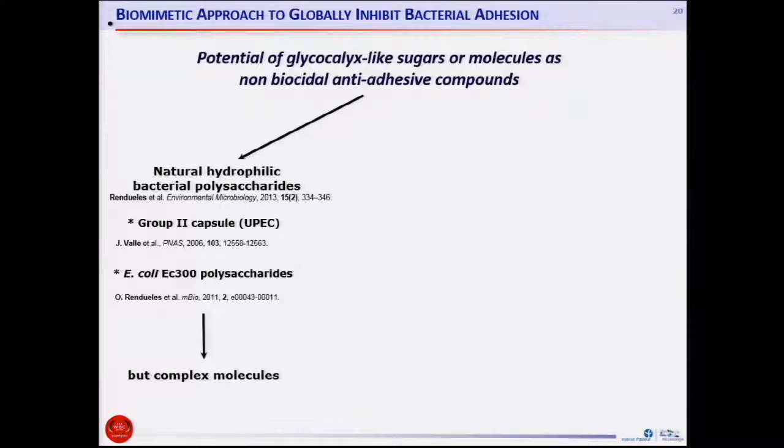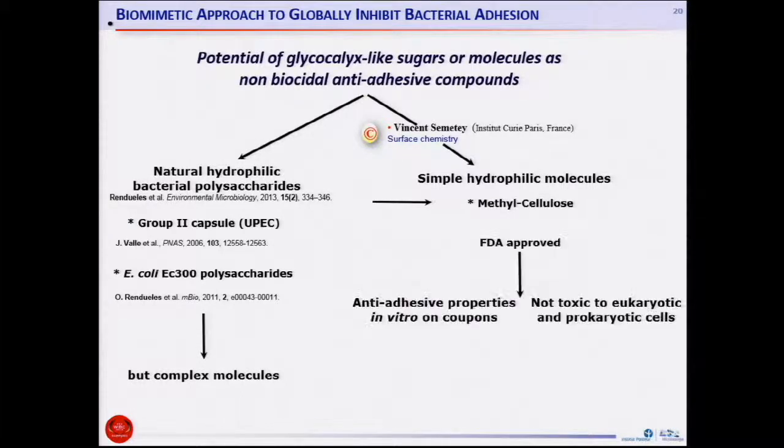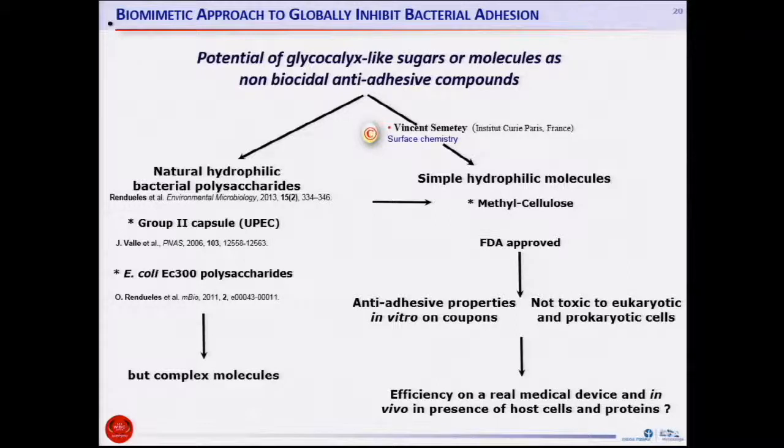But these molecules are very complex, and you cannot produce that in very large quantities. So, in fact, having worked with a chemist at the Institut Curie, we've identified a simple hydrophilic molecule, and one of it is methylcellulose that you can produce in very high quantities. It's an FDA-approved molecule. And then we've shown that this has anti-adhesive properties in vitro. It's not toxic to eukaryotic cells, and it's not killing bacteria. Question is, how can we use that in a real medical device?